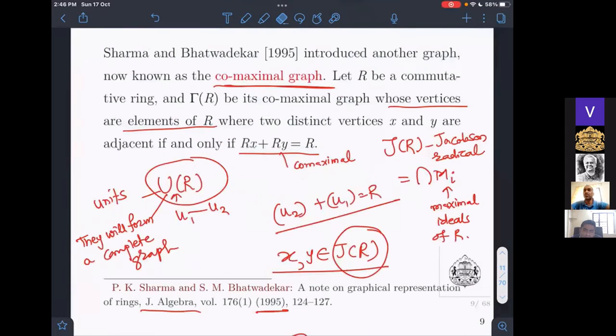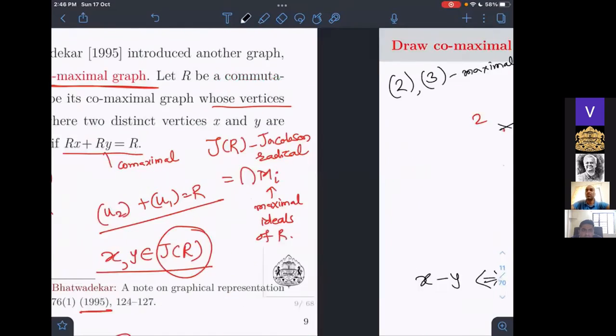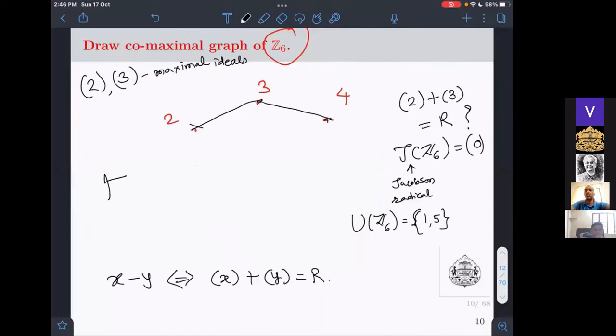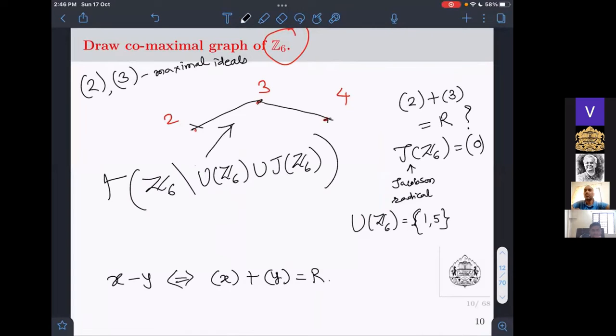The notation which I'm using is gamma R. Keep in mind, this is the notation for the co-maximal graph. So gamma of Z6 minus the units of Z6 union the Jacobson radical of Z6, which I'm throwing out, is this graph. You got my point? Things are clear? Yes, sir.